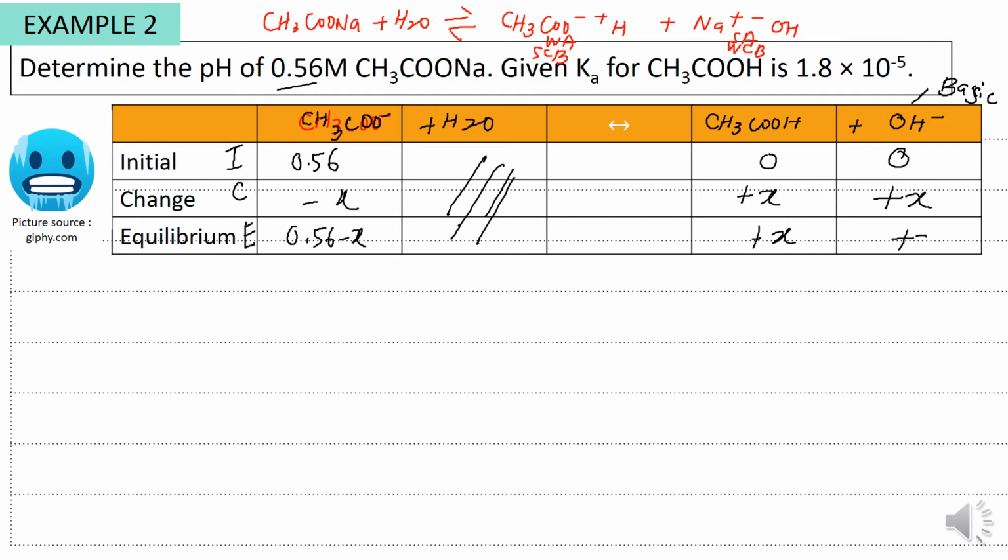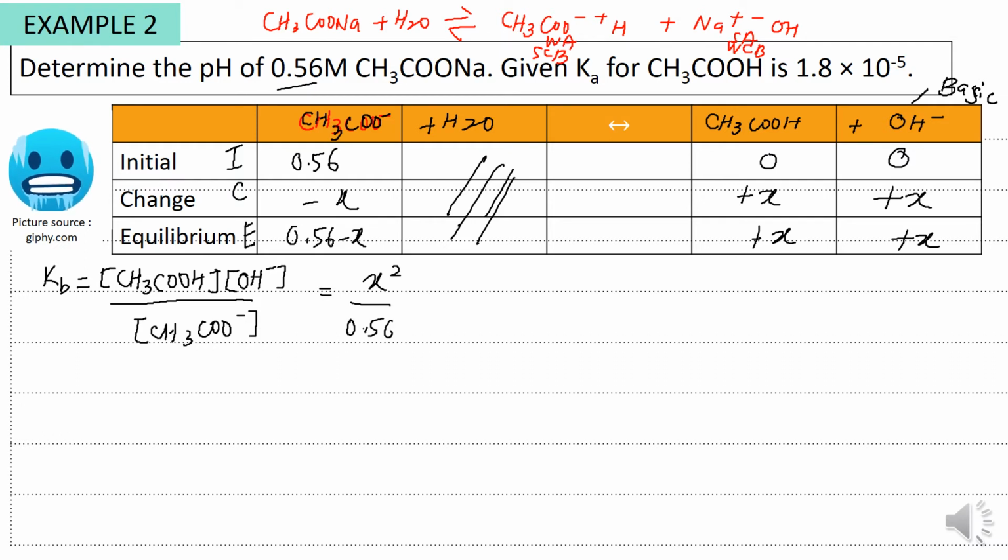Alright, so it is a basic salt, so you will have the Kb. Kb here is the product over the reactant: CH3COOH times the hydroxide ion concentration, and the reactant is CH3COO minus. So insert the values, it will be X squared over 0.56 minus X. The Kb value is not given because you are given the Ka value.